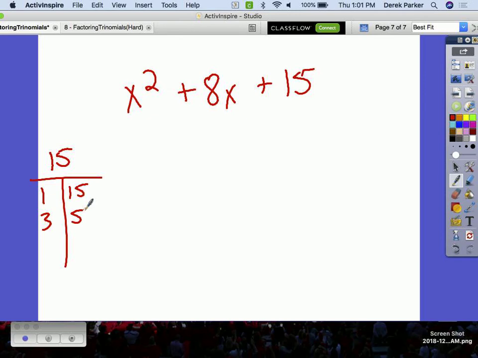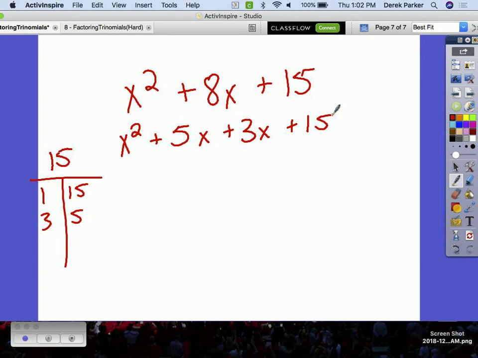So I'm going to unmultiply this this way: x squared plus 5x plus 3x plus 15. Now, right here, it does not matter where I put the 5 and where I put the 3. No matter what, I'm going to get the same answer if I have the two factors that I need.